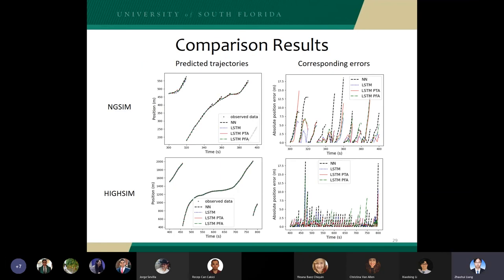Then here are some trajectory results of these models. The left side shows the predicted trajectories, and the right figures plot the corresponding errors between the predicted trajectory and the actual trajectory. And we found that the PTA and PFA models have similar results to the LSTM model, which is much better than the neural network model.